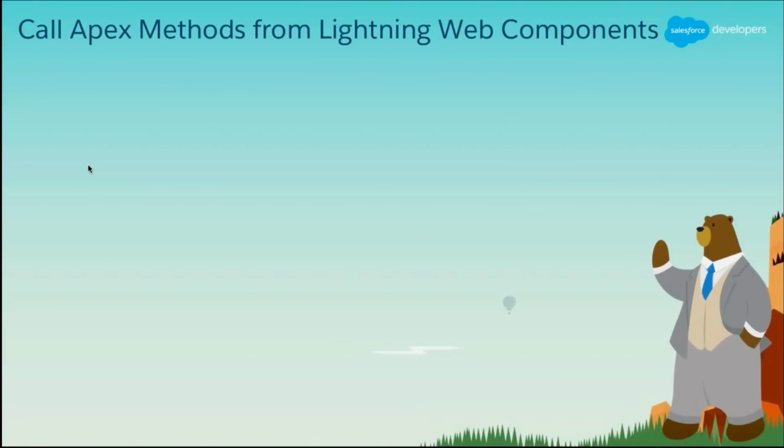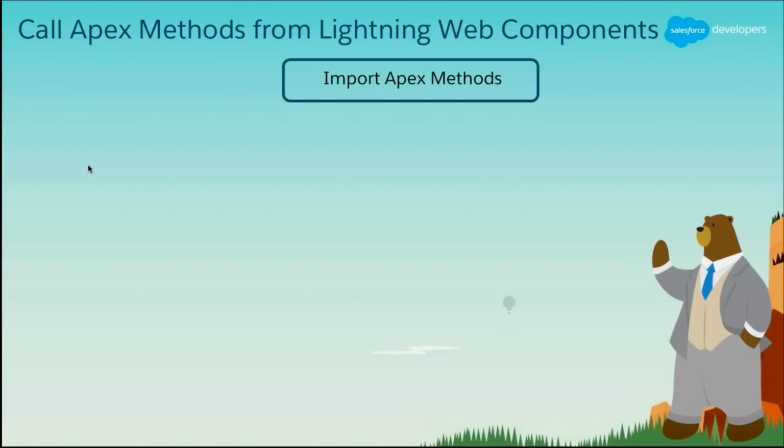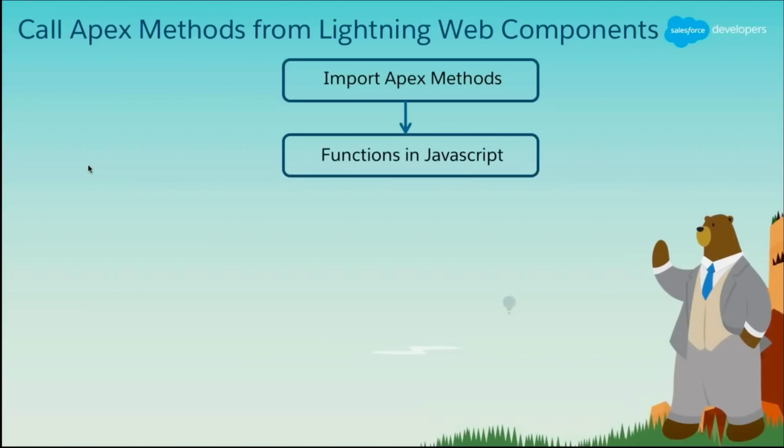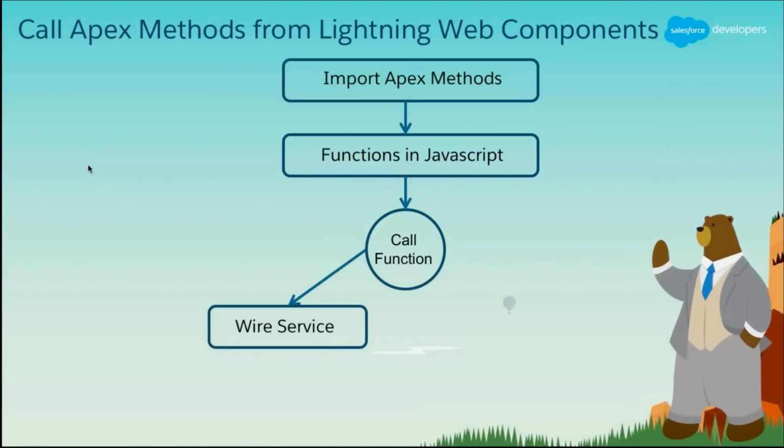Yes. Right. So let's see how we can call the Apex methods directly from your Lightning Web Components. Whenever you want to call the Apex methods from your Lightning Web Components, first you need to import those Apex methods in the JavaScript file of your Lightning Web Component. Once you import an Apex method, it is treated as a JavaScript function, so that you can call those functions directly from your JavaScript, right? So how do you call the function? For this, you have two choices. You can use the wire service to call the function, or you can call the Apex method imperatively, right?